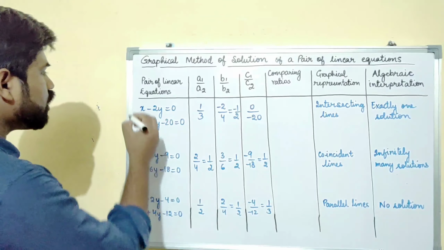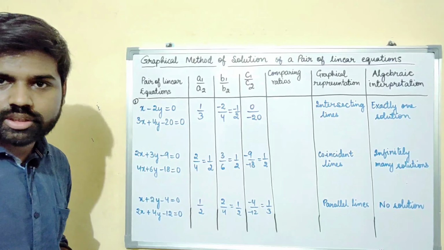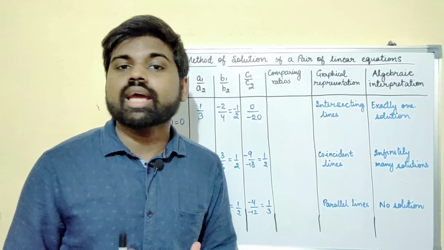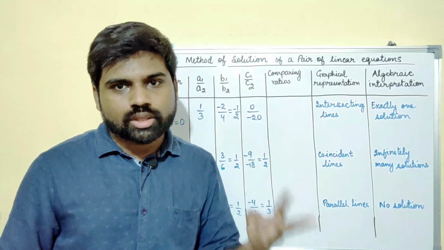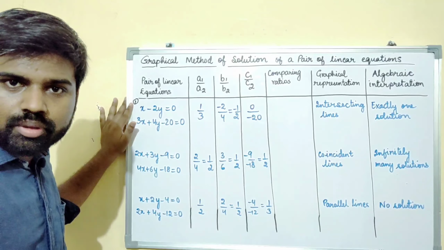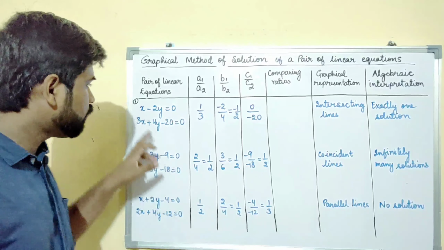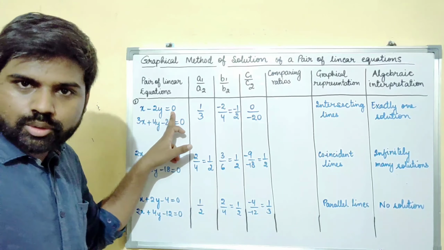Here I have written some pairs of linear equations which you have already studied in the examples. If you haven't seen examples 1, 2 and 3 of this chapter, you can click on the I button here and check them out. In the first example, the equations we got were x minus 2y equals 0 and 3x plus 4y minus 20 equals 0. We had drawn the graph of these linear equations, and it was intersecting lines.